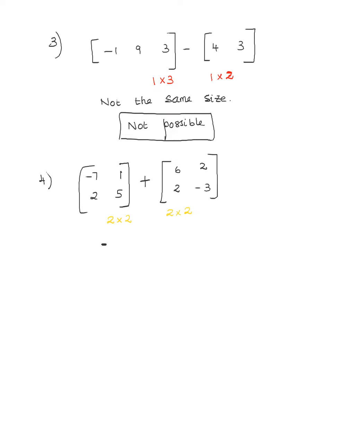So what we are going to do is add the corresponding elements in each row. So first row, first element, first row, second element, and then second row, first element, then second row, second element. That's why the sizes have to be the same. And then we get -1, 3, 4, and 2. And it's the same size, 2 by 2.